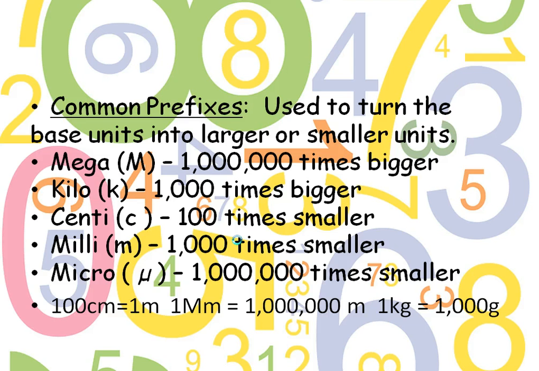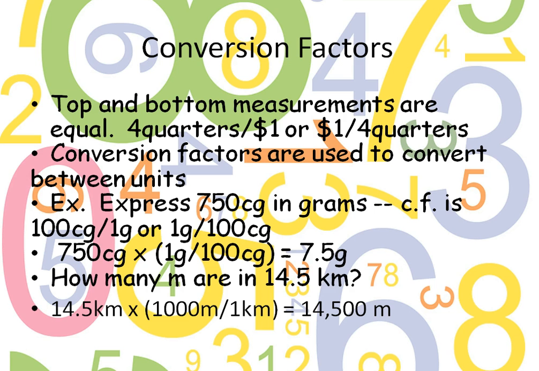So if you have 1 meter, that's 100 centimeters. If you have 1 megameter, that's 1,000,000 meters, which is quite a bit. 1 kilogram is 1,000 grams, and so on. So we can use these prefixes to make our units, our base units, larger or smaller as we need them. But in order to do that, we have to convert from one unit to another.